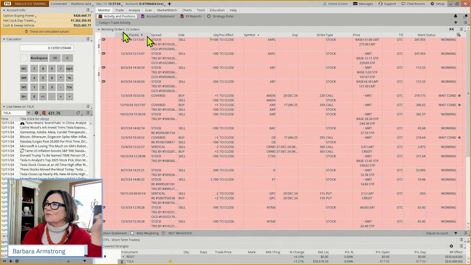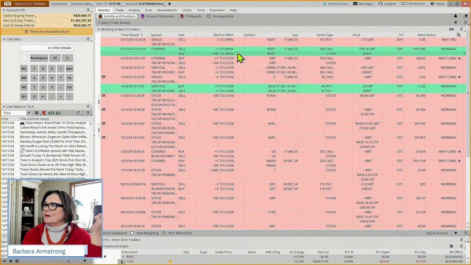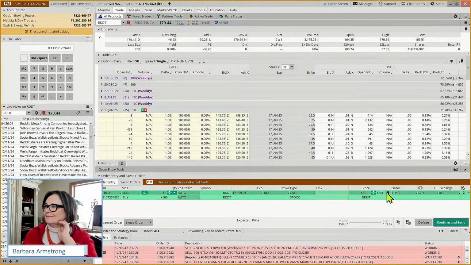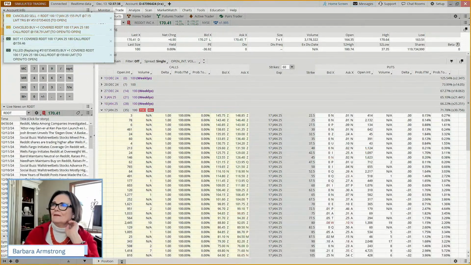So if we come and we look at our working orders, we go by time placed. Here's our trade on Reddit. And it's saying, well, we were willing to pay $158.79. They now want $159.50. Oh, you drive a hard bargain? Okay, that's what you want. Let's make it a round number. Let's go to 160 so we can get filled. We'll put that in our covered strangle bucket. Yeah, there we go. So we got filled.